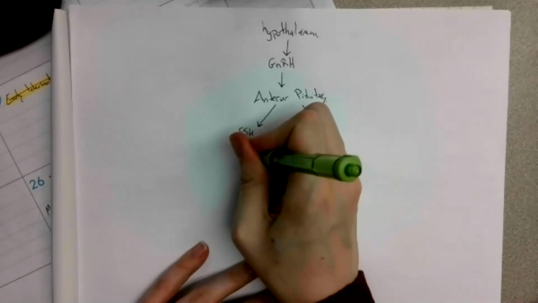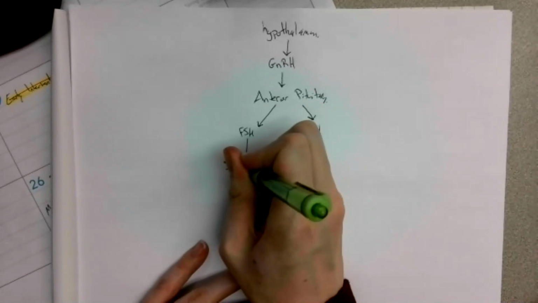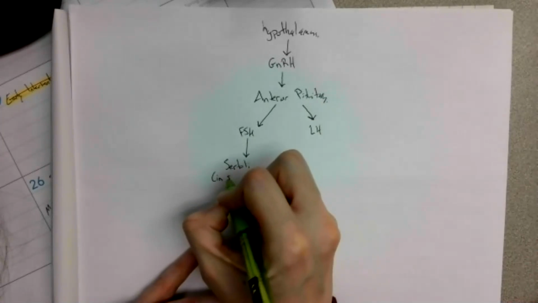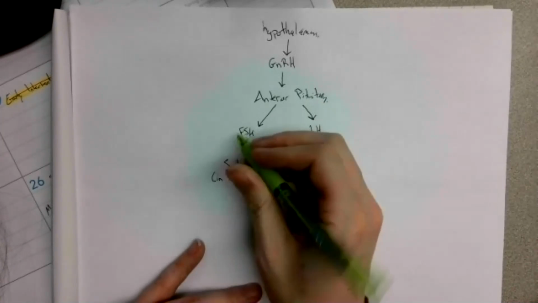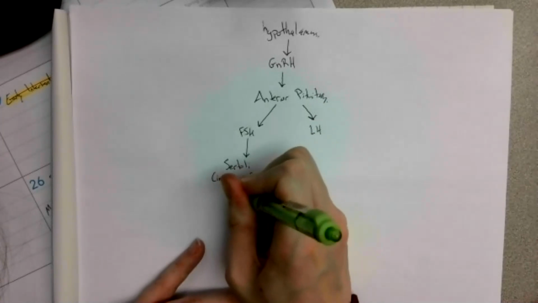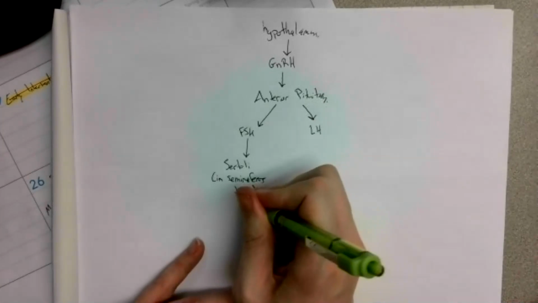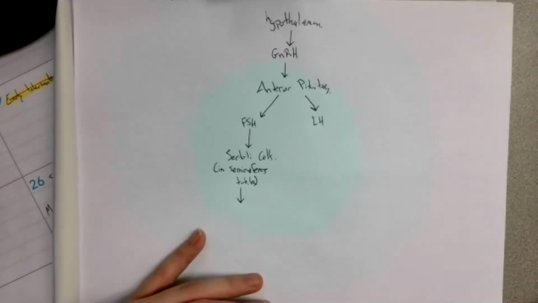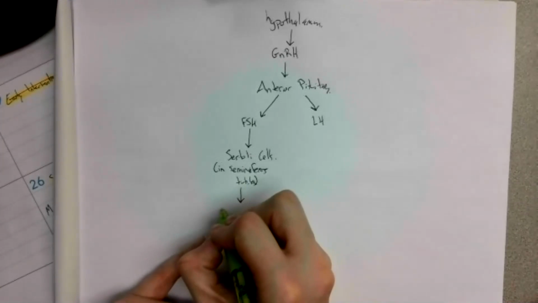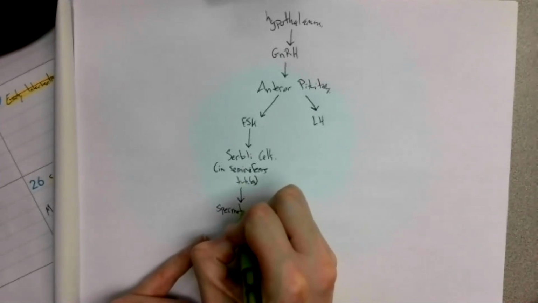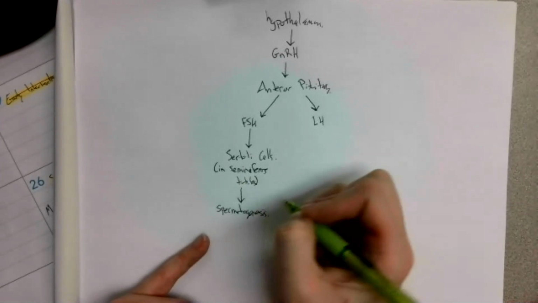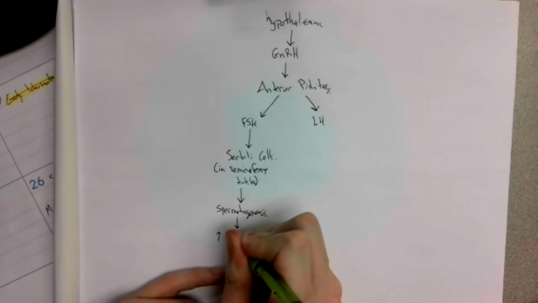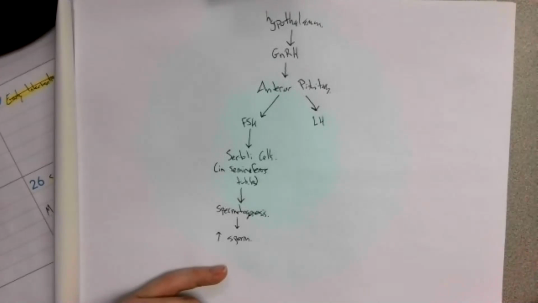The FSH is going to go to the Sertoli cells inside the testes, inside the seminiferous tubules. And then the Sertoli cells are going to stimulate spermatogenesis, so sperm production. Okay, which is going to increase sperm levels.